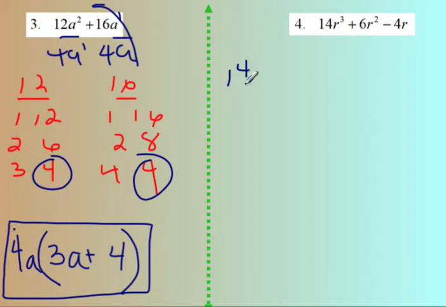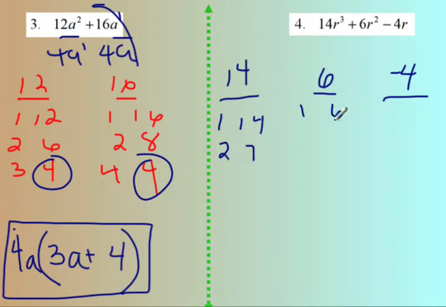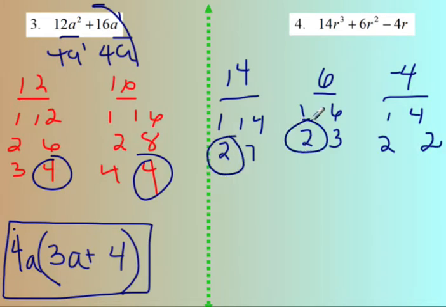We need to figure out what divides 14, 6, and negative 4, which really we can just look at 4 for right now. So for 14, I have 1 and 14, 2 and 7. For 6, 1 and 6, 2 and 3. For 4, 1 and 4, 2 and 2. So I see that the largest number that's in all 3 columns, again, it has to be in all 3 columns, is 2. So I know that I can take out a 2.